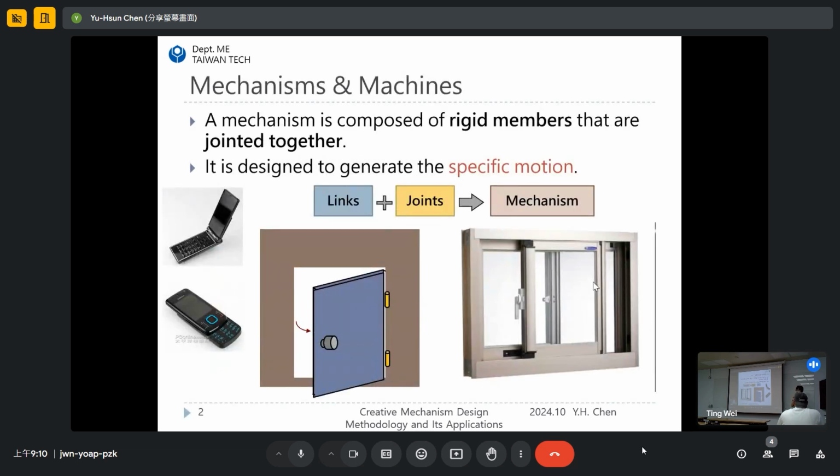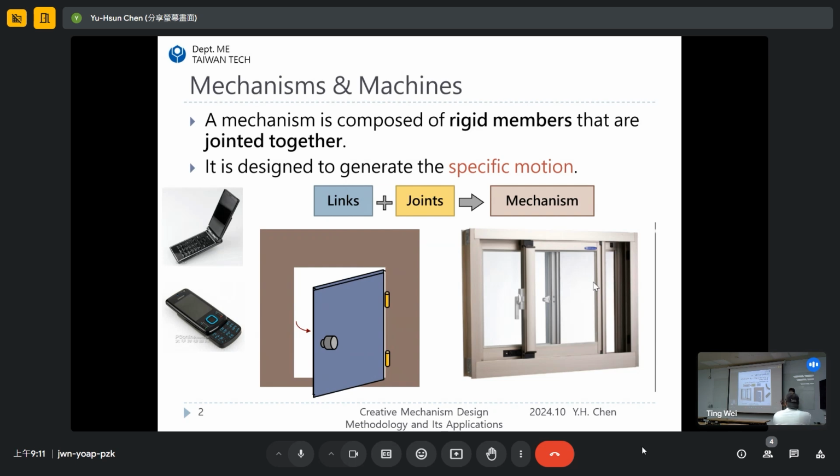So what is a mechanism, and what is the difference between mechanisms and machines? Generally, we define a mechanism as composed of rigid members, and the members have to be joined together to generate a function. Also, for some specific task, for example a robotic task, we decide a path, or a position, or a velocity, or sometimes a specific force or moment we have to generate.